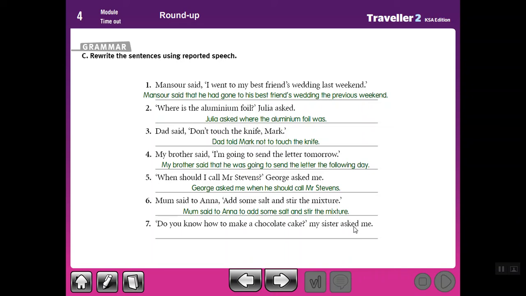This is a question, and this is a yes/no question, not a WH question. I don't have what, where, and so on. I started here with do. So the answer is yes/no, so I use if or whether to connect. So the answer here is: my sister asked me if I knew how to make a chocolate cake. Here is a present simple verb. I changed it into past simple tense because it's a present using do. Present simple into past simple tense.